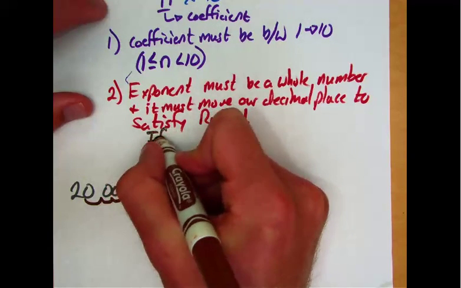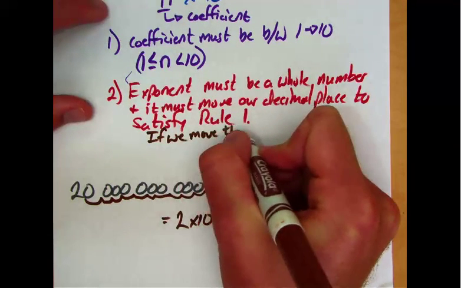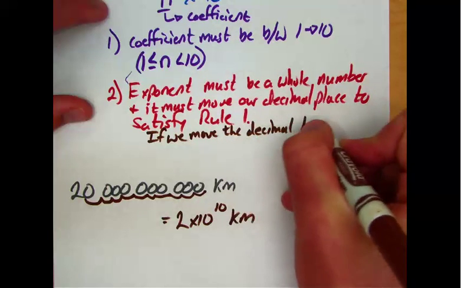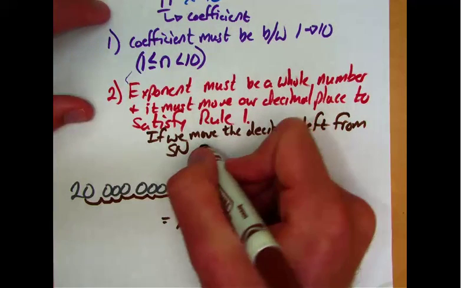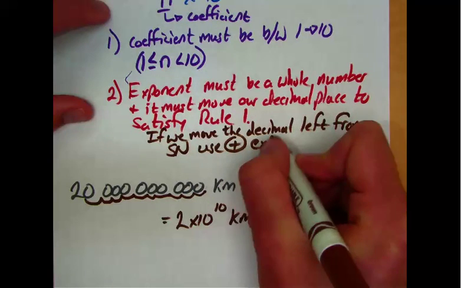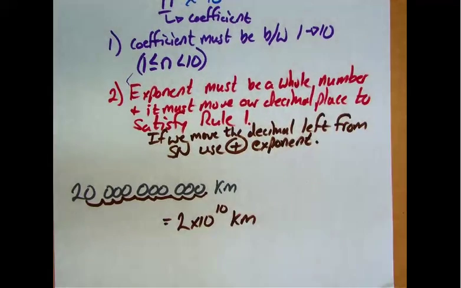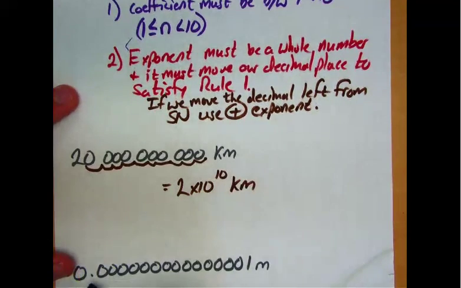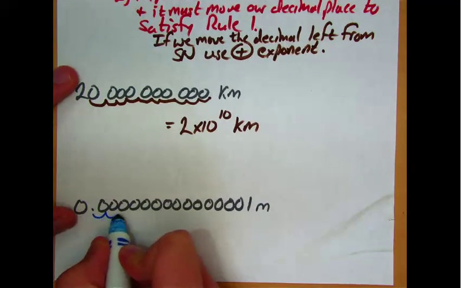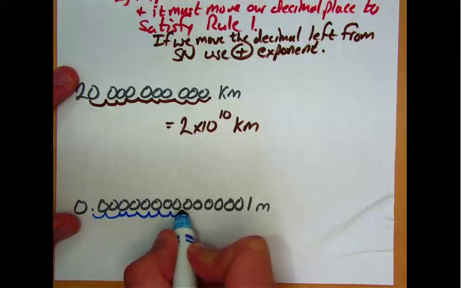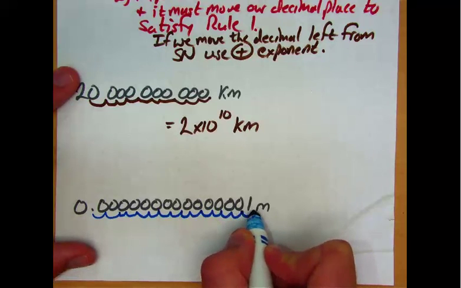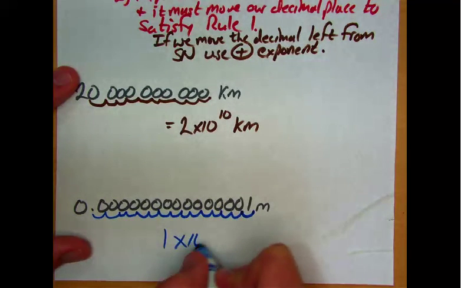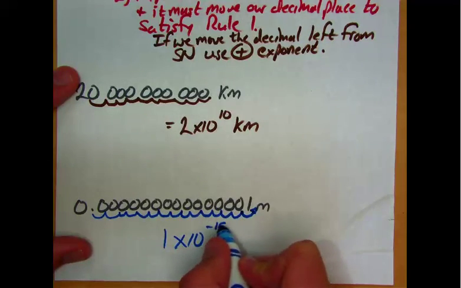So if we move the decimal left from standard notation, which I'm going to call SN, use positive exponents. So just like that one, we used a positive exponent to push the decimal over to the left. Now, for our next example, we need to move the decimal to the right. So we're going to move it 1, 2, 3, 4, 5, 6, 7, 8, 9, 10, 11, 12, 13, 14, and it needs to be between 1 and 10, so I'm going to do that 15th spaces. So this is 1 times 10. Again, we moved it to the right, so that means negative 15 meters.